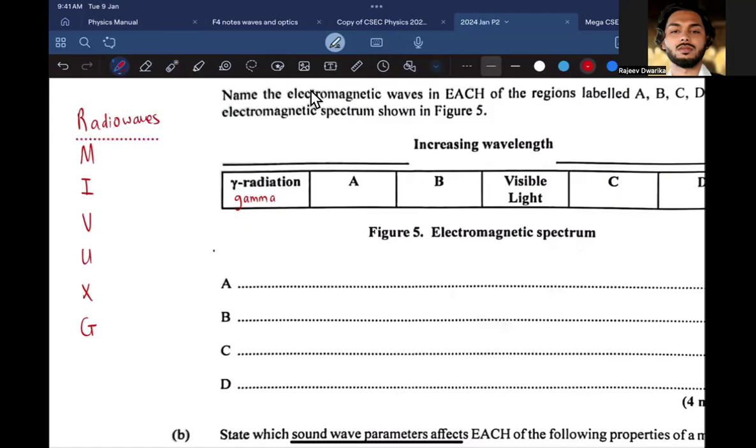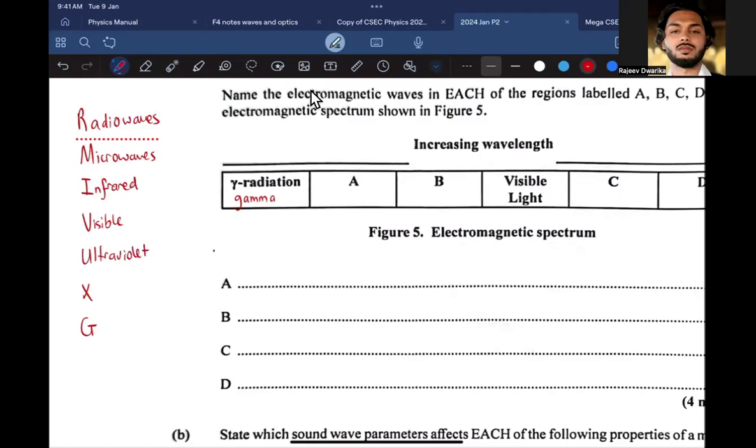It is using plenty for ramen. I don't know if microwaves. I is what? Infrared. Right. V is? Visible. U is? Ultraviolet.